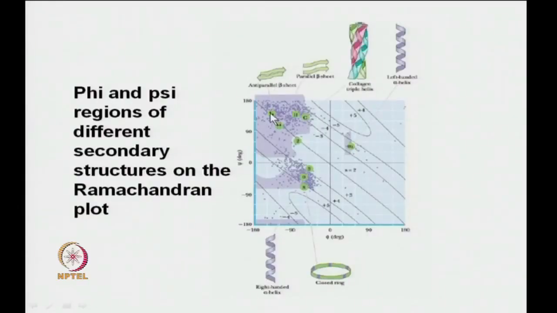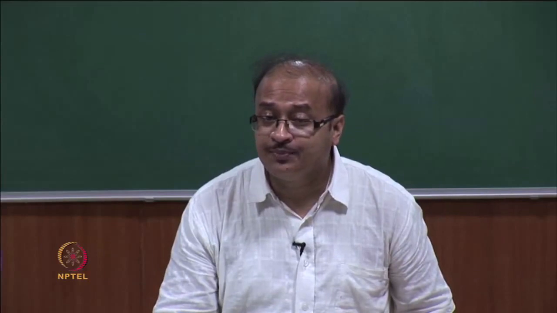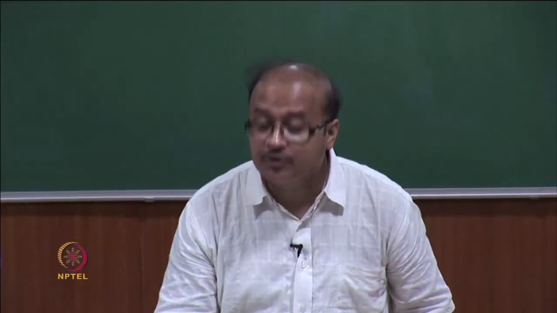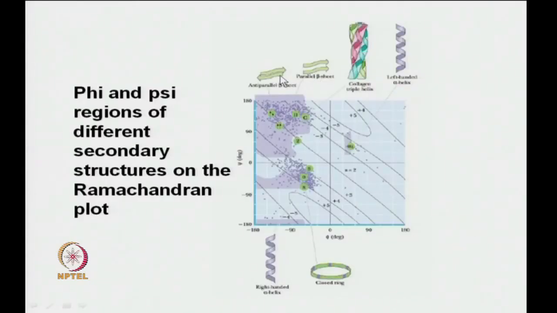So, this is the region where the antiparallel beta sheet phi and psi angles come in. Now you can see these two arrows are pointing in the same direction. This is what is referred to as a parallel beta sheet. This is the antiparallel, where the two arrows point in different directions, and this is the parallel beta sheet, both in the same direction. This is where they come in, right.